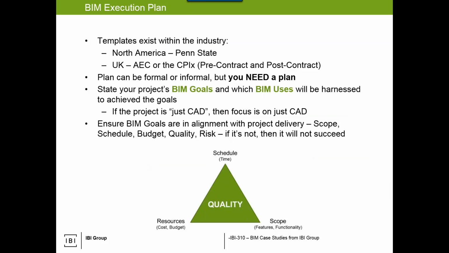more complex problems. We talked about the BIM execution plan, brought this up quite a bit. We have templates in North America and the UK. We have IBI versions or IBI-ized versions of these templates to apply within the specific regions. They can be formal or informal, but there just has to be a plan. Planning and collaboration, the 2 critical parts of BIM.